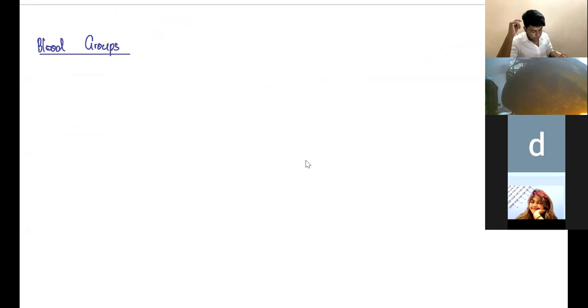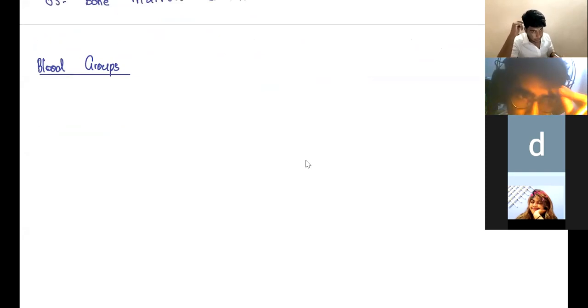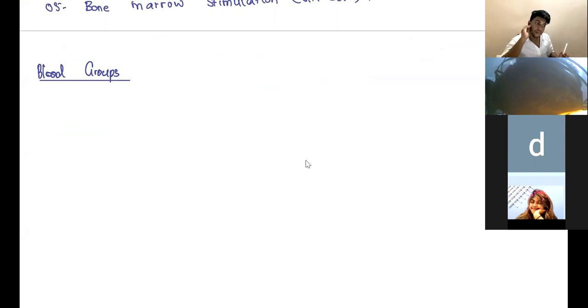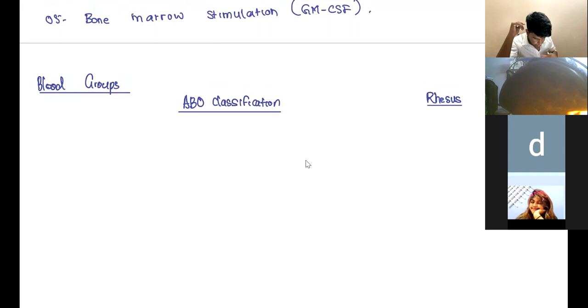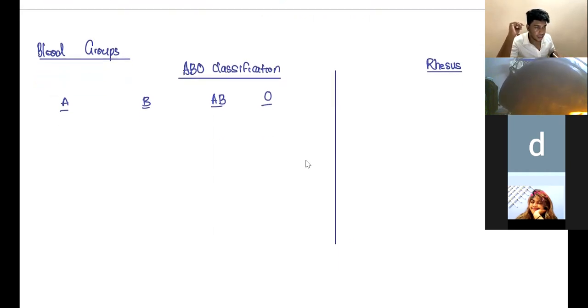So what are the two classifications that you know for blood groups? ABO and RH. Exactly. ABO classification and the rhesus classification. Okay. So let's take a look at each blood group: A, B, AB, O. This topic, I need you guys to answer because these are stuff you learn in high school.